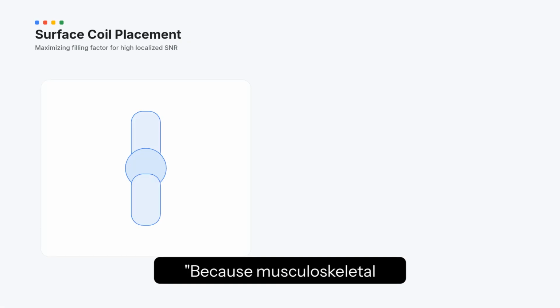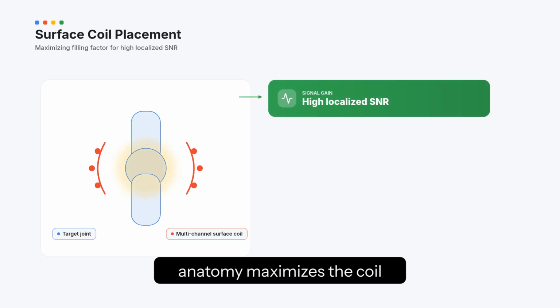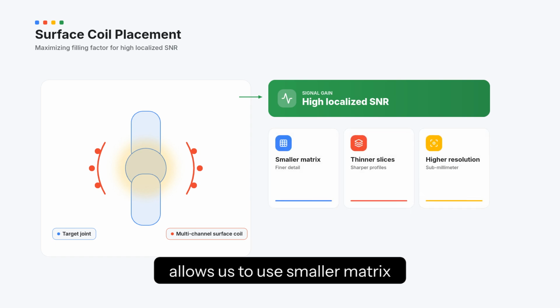Because musculoskeletal structures require sub-millimeter spatial resolution, signal-to-noise ratio is critical. Always select dedicated, multi-channel, flexible, or shaped surface coils tailored to the specific joint. Bringing the coil elements as close as possible to the target anatomy maximizes the coil filling factor. High localized SNR allows us to use smaller matrix sizes, thinner slice profiles, and higher spatial resolution without extending acquisition times.